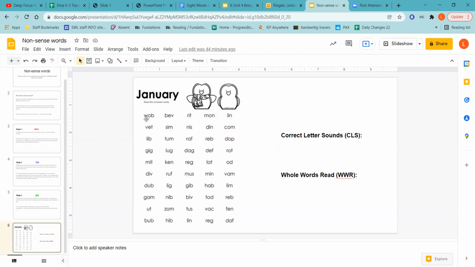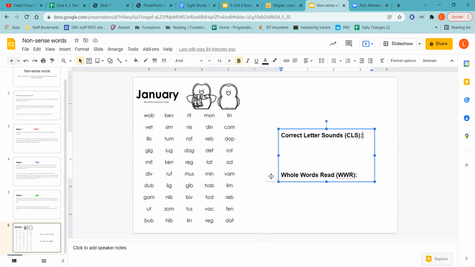If students are not ready to read these as whole words, they will tap out each sound. I'll give you an example of doing that in the first row. "Wob, bev, writ, mon, lin." Those are all correct letter sounds. So you would give 1 point for each sound. 1, 2, 3, 4, 5, 6, 7, 8, 9, 10, 11, 12, 13, 14, 15. That would be a score of 15 correct letter sound points.